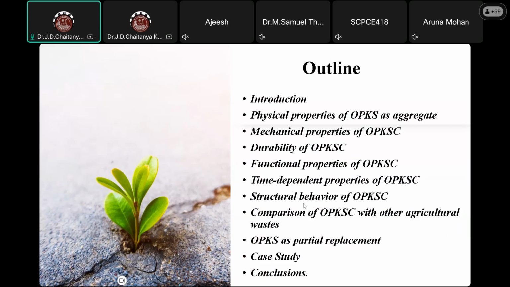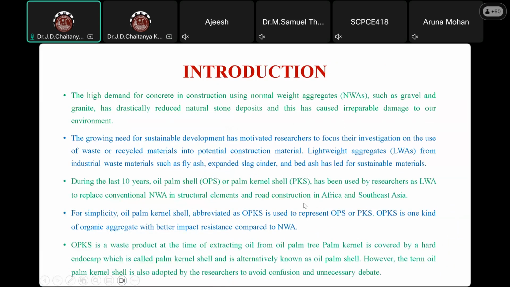So let me go with the introduction. I told you at the start why we are going with these aggregates as lightweight aggregates. We have the construction industry, and the entire construction industry depends mainly on concrete. When you go with conventional concrete, the structural weight nowadays increases very, very high.